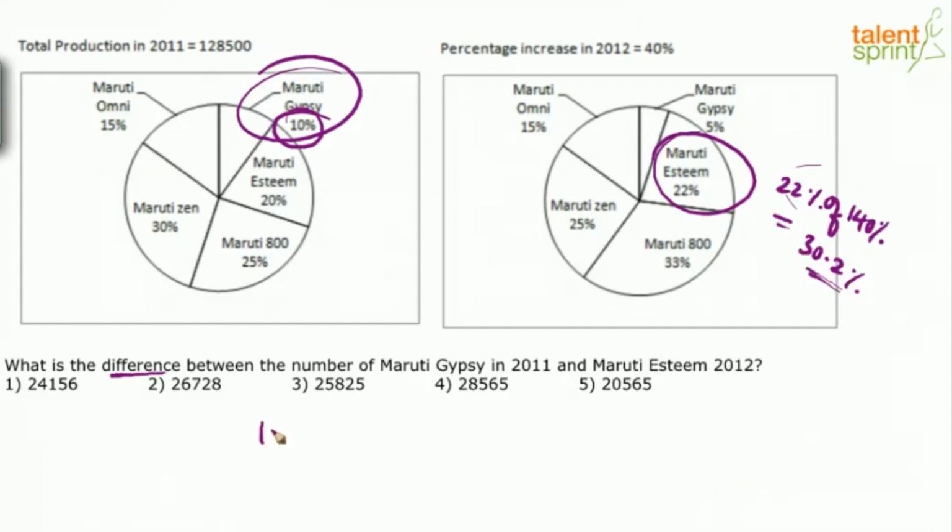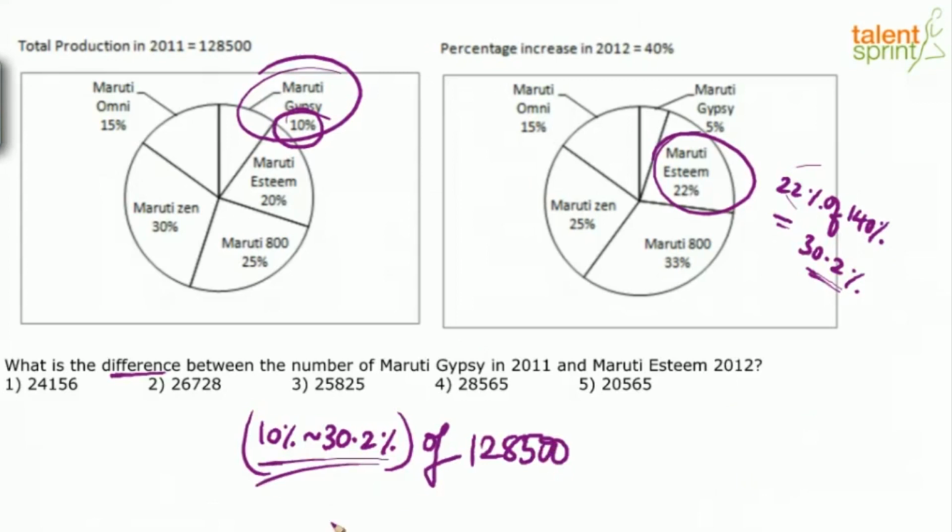So now you have to take the difference between these two values only. 10% minus 30.2%. Of what? Of the same 1,28,500. Now this again is 20.2%.